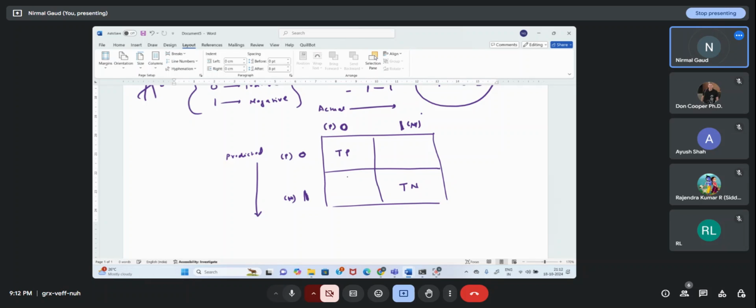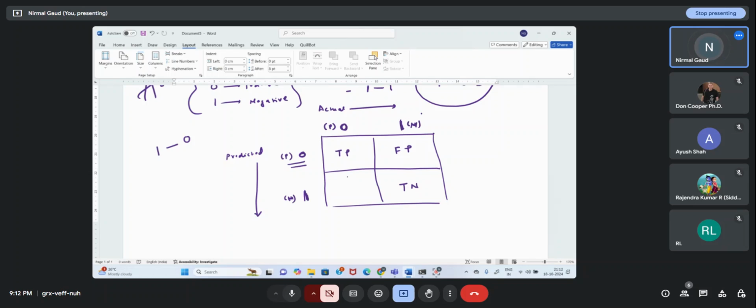This entry: actual is 1, and the model predicted it as 0. That is a false positive. Why? Because this is positive, right? But the model falsely, by mistake, because of confusion, predicted 0 instead of 1. That is why it is a false positive.